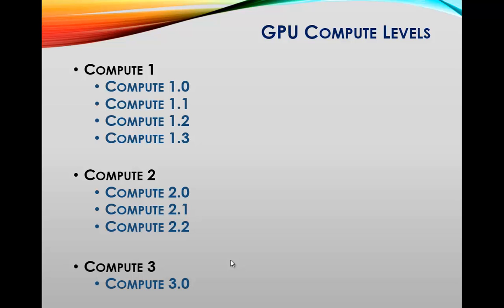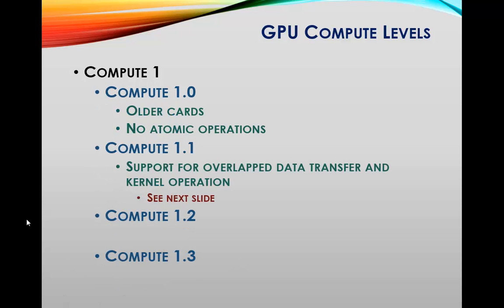Compute 1 comes with 1.0, 1.1, 1.2, 1.3, four different minor revisions. For Compute 2, we talk about 2.0, 2.1, and 2.2. And the latest revision that has just been released is the Compute 3.0 level. Compute 1 major revision is found on the oldest graphics cards capable of CUDA. For example, the original 8800 Ultras and many of the 8000 series cards and the Tesla C, D, and S come with this revision.